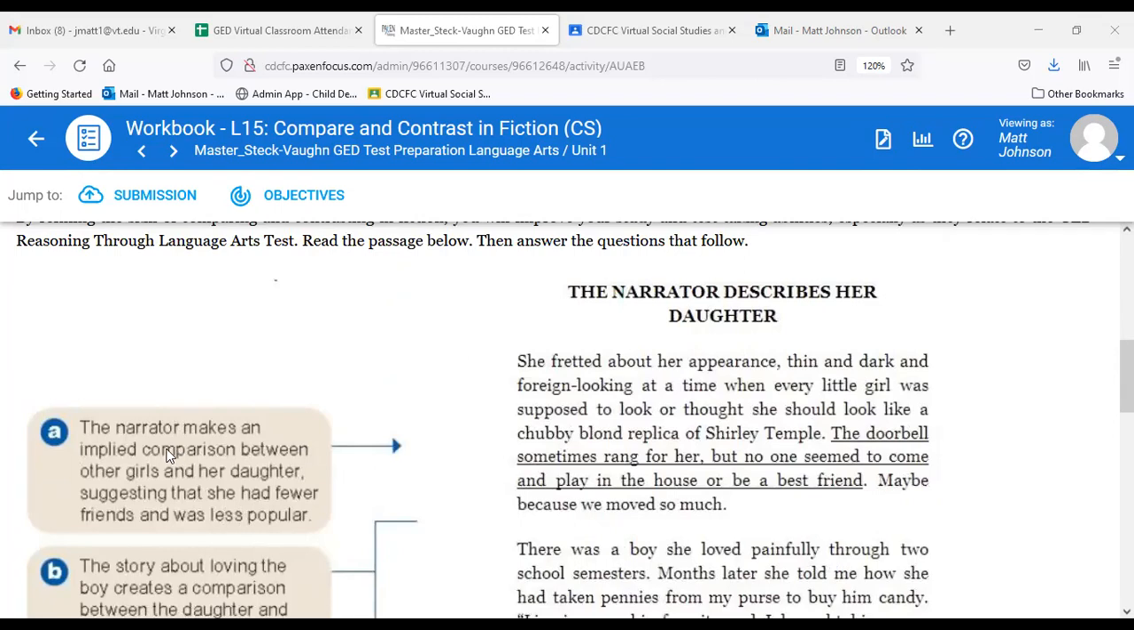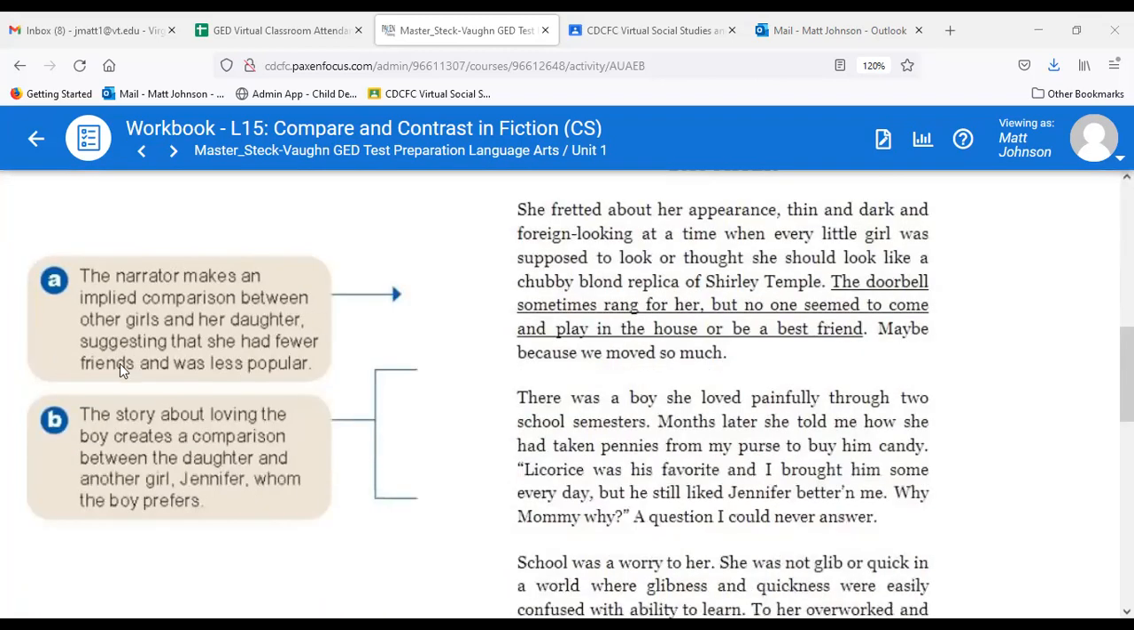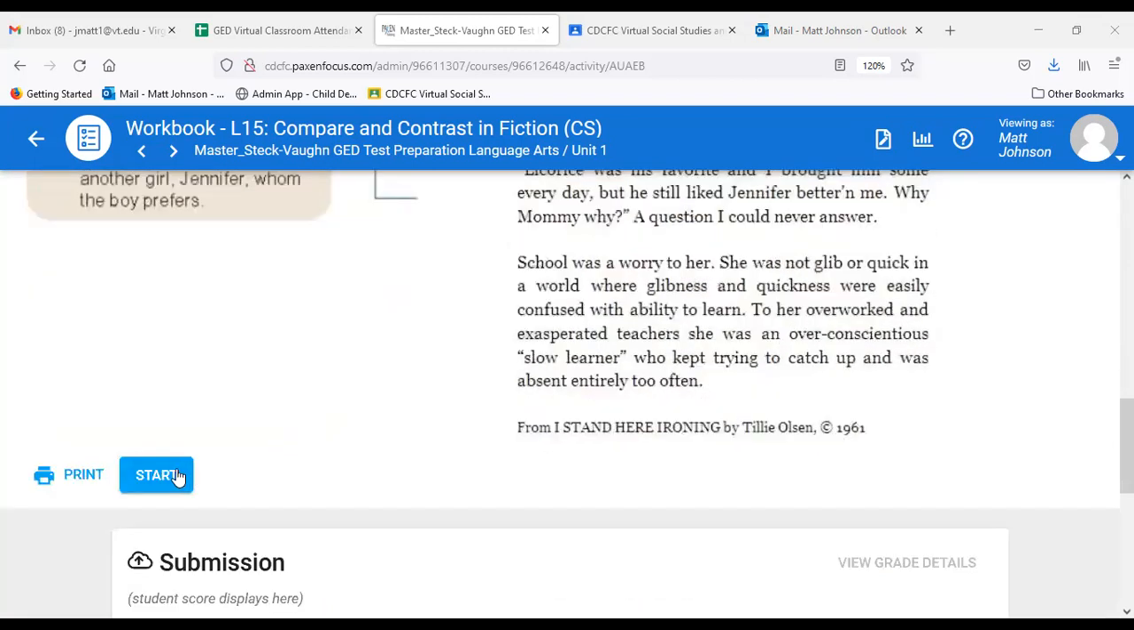So, more about Emily here, right? Just the one girl. And it says for our underlined spot here, the doorbell sometimes rang for her, but no one seemed to come and play in the house or be a best friend. The narrator makes an implied comparison between other girls and her daughter, suggesting that she had fewer friends and was less popular. And then the second paragraph, the story about loving the boy creates a comparison between the daughter and another girl, Jennifer, whom the boy preferred. So this sad moment where she was buying him candy and he still didn't like her. He preferred Jennifer over her. So let's start the workbook.